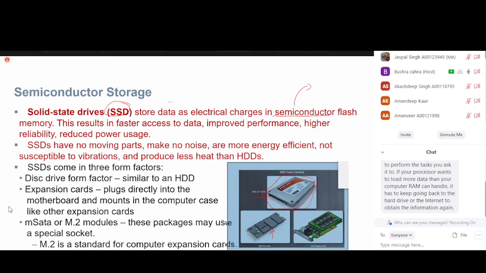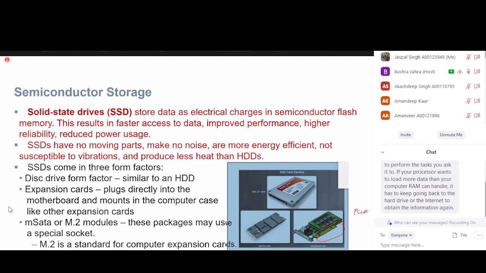So SSD comes in this drive form factor, similar to an HDD. This is the disk drive form factor. Another form factor is the expansion card, which can be plugged directly into the motherboard as an expansion slot, right? So we have PCI slots. It can be installed in PCIe slots on motherboards, right?